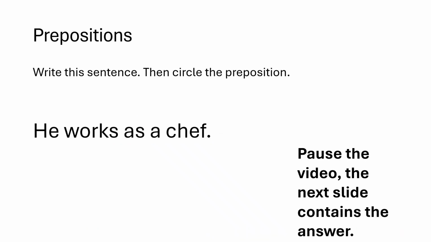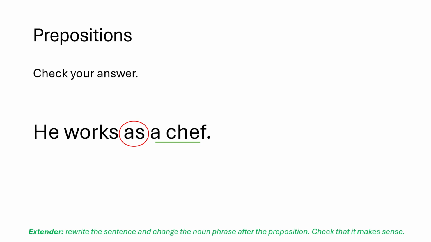Write this sentence, then circle the preposition. He works as a chef. Pause the video. The next slide contains the answer. Check your answer. He works as a chef. The preposition is as.